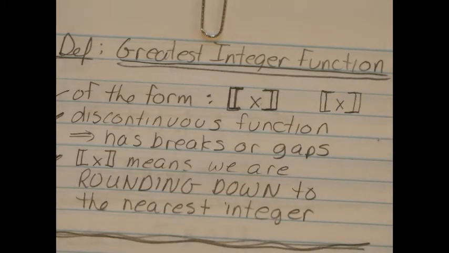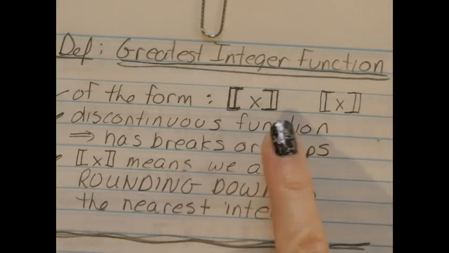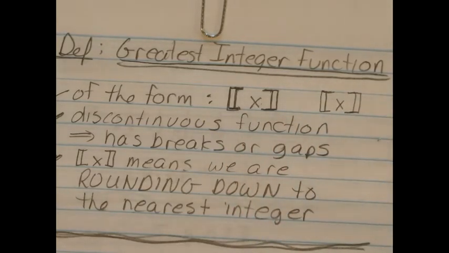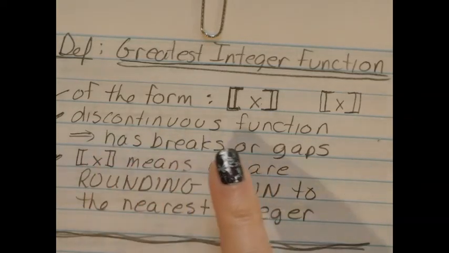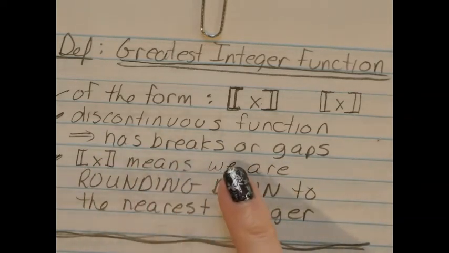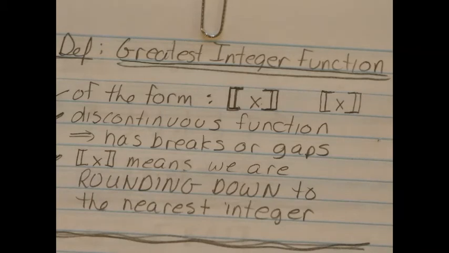You do find these in the real world, especially at the post office when your package goes above a certain weight, and so you have to pay the next level up when it comes to shipping. So these are seen in the real world. This has a lot to do with shipping. It is a discontinuous function, and it will have breaks or gaps in it. It's going to have a lot of them, all right?